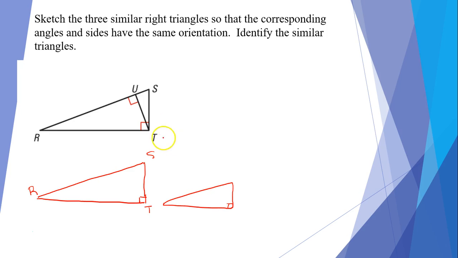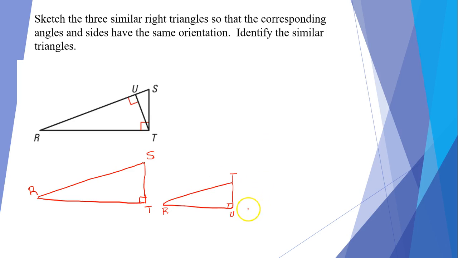And then write your letters in for each of the angles, okay? So our right angle here is labeled U. So right here, we're going to write U. This angle right here is bigger than this one. So we're going to write T right here and then R right here.